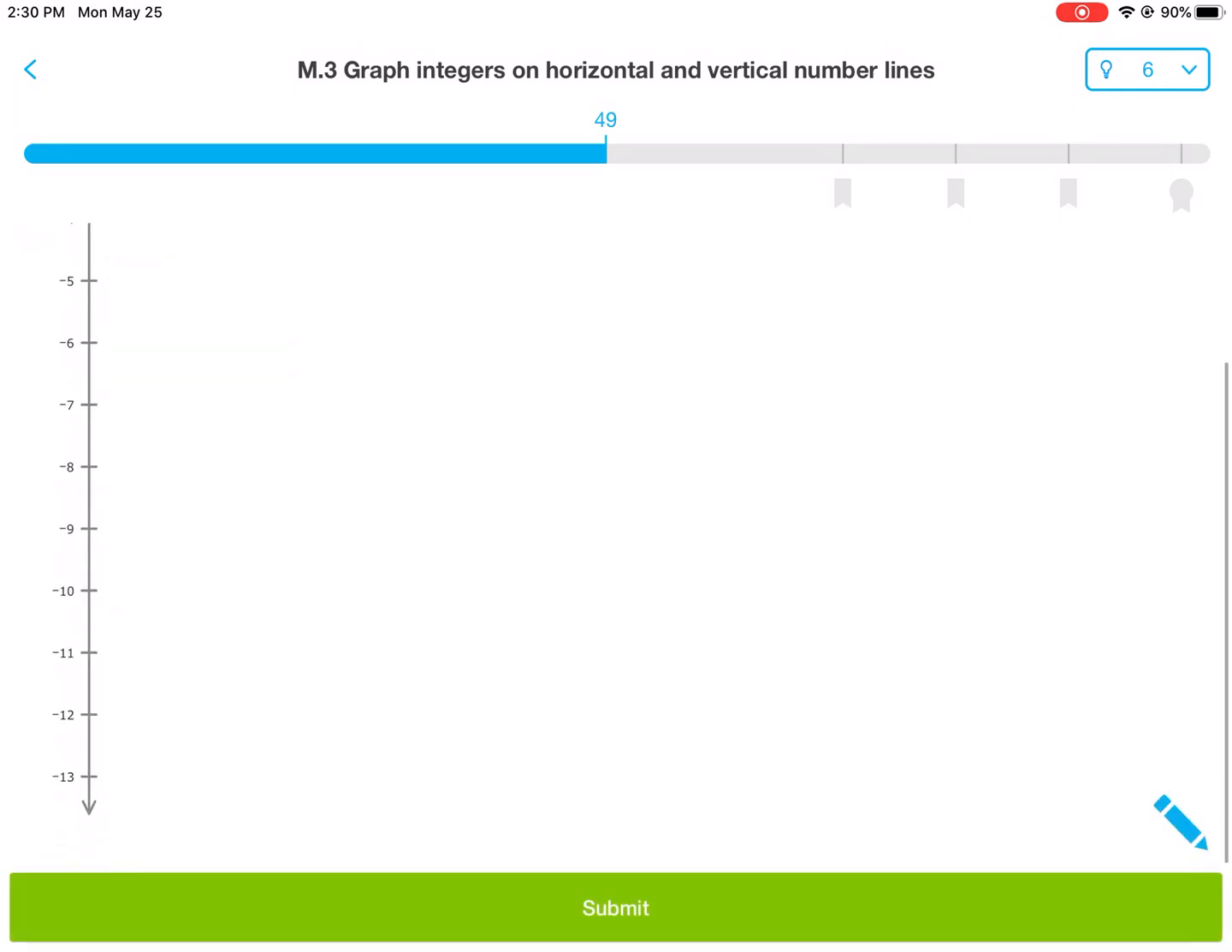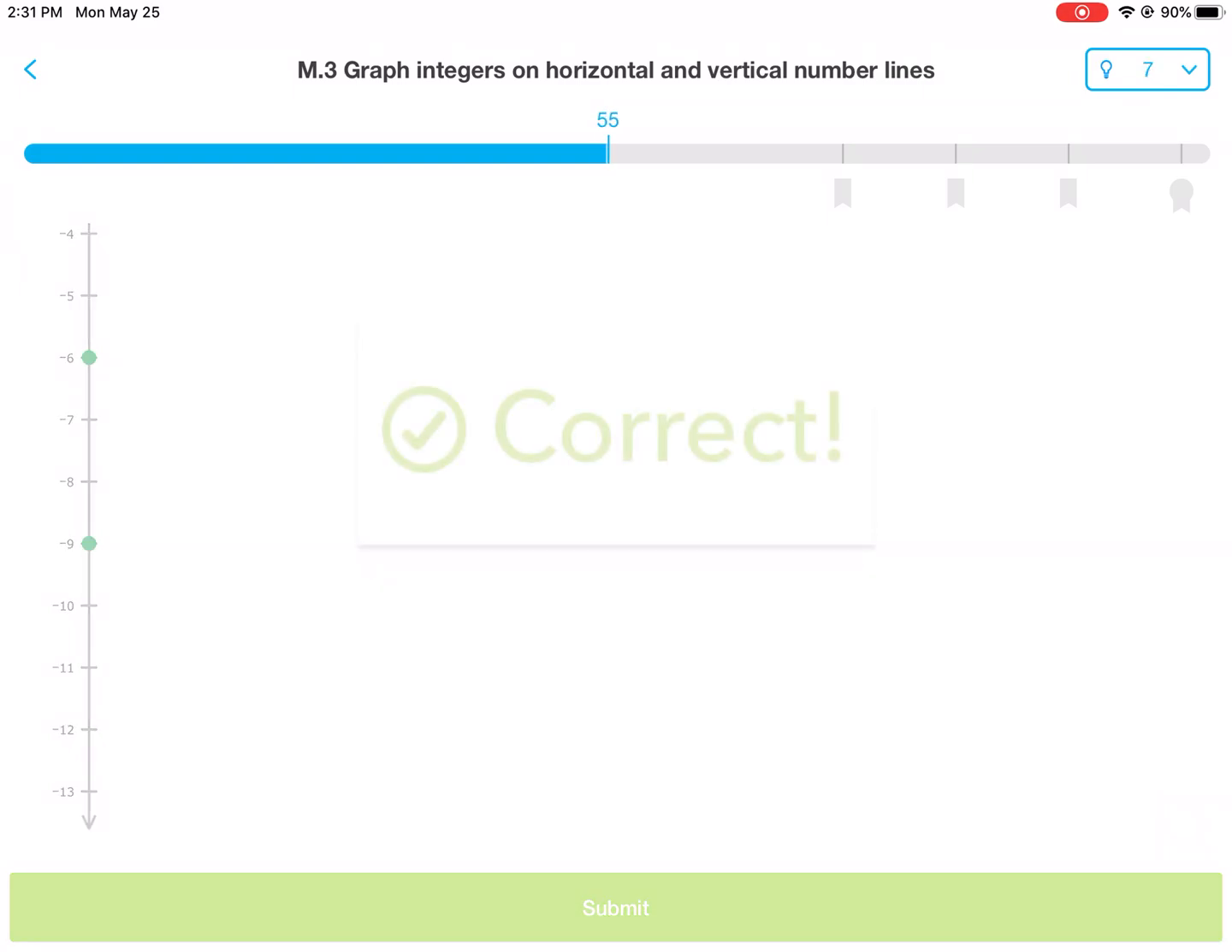Okay, -9 and -6. So I always think of temperature. Here's -6. Here's -9. -9, or 9 degrees below 0, would be colder. So you always think the colder temperature is the lesser value. So negative 9 is less than negative 6, or negative 6 is greater than negative 9.